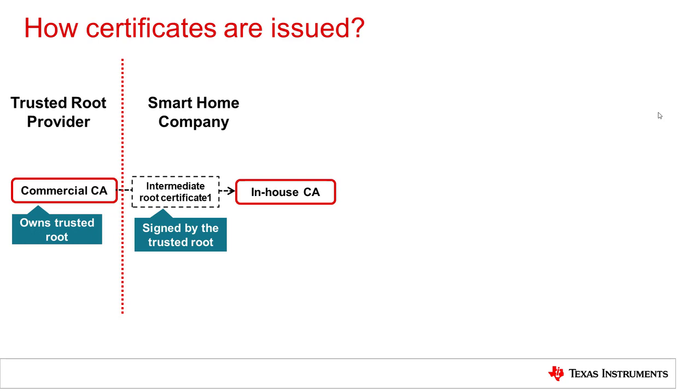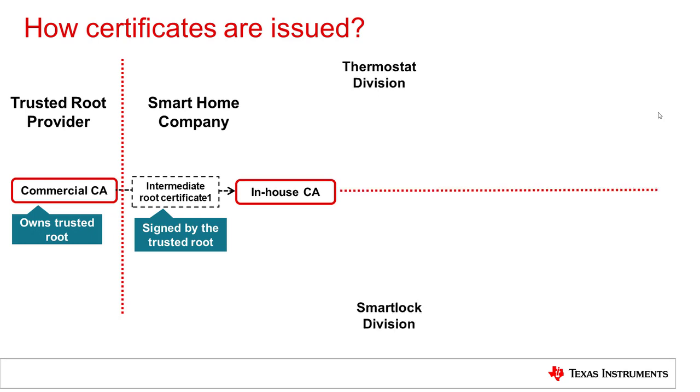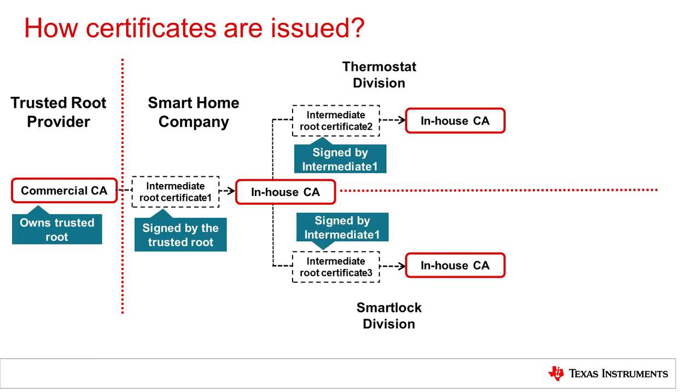And once it has this intermediate root certificate, it can now operate its own in-house certificate authority. Now, the smart home company has two different divisions. One is a thermostat division, the other is a smart lock division. Our next step is now to issue intermediate root certificates for each of the divisions. The reason we do this is to minimize the problems caused by potential future certificate revocations, and we'll discuss that issue later on in the presentation.